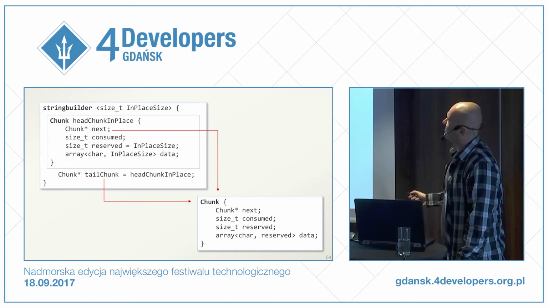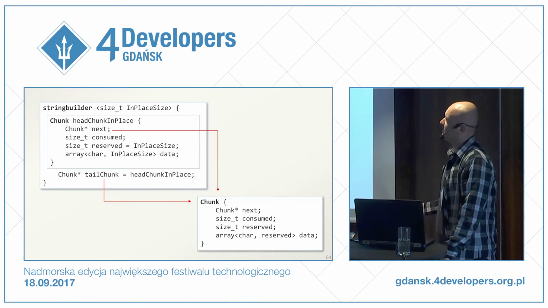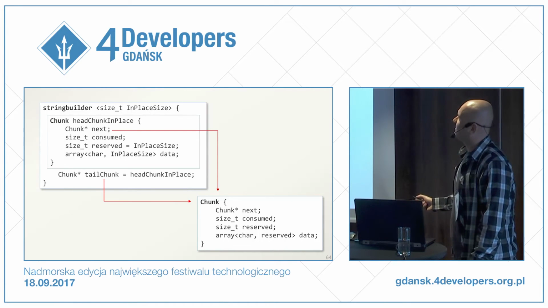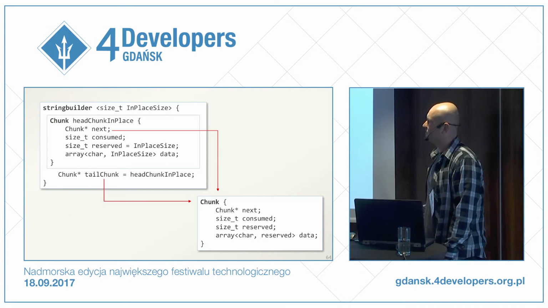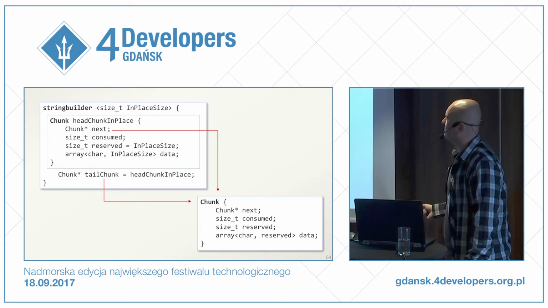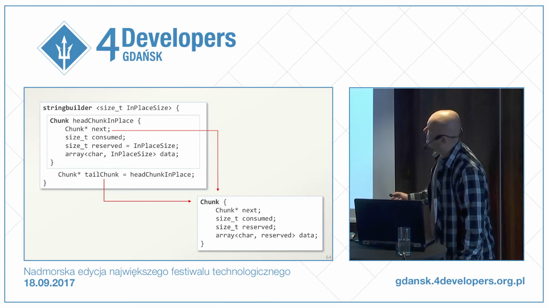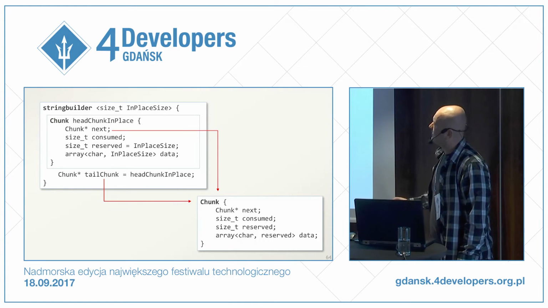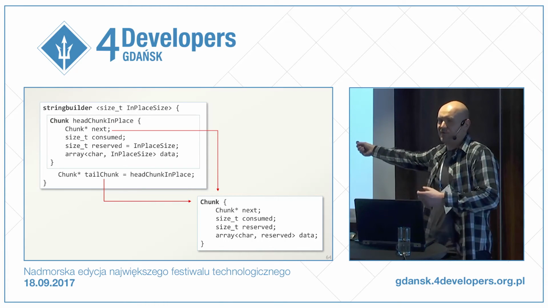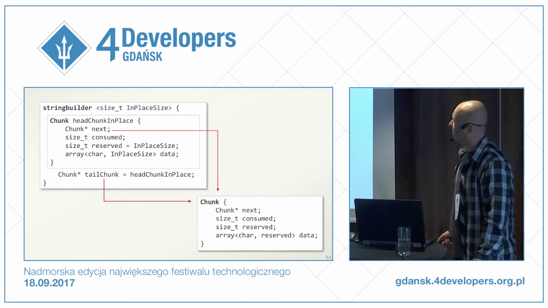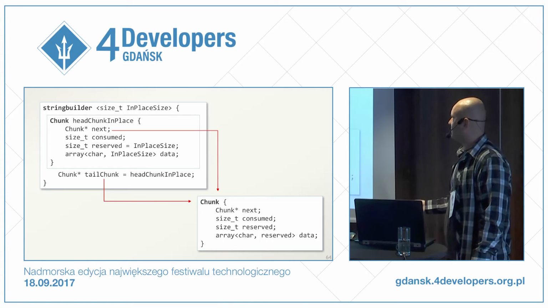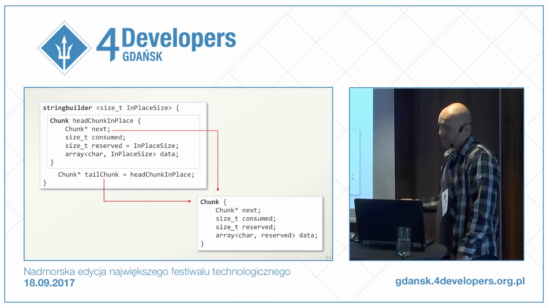We can say that the in-place size is 0 and it will work. We can say in-place size is 4 kilobytes or 16 kilobytes. It will work well. The head chunk is always here. The tail chunk follows those successive nodes in this rope structure. It's a singly linked list or rope, as you wish. And this model is good.